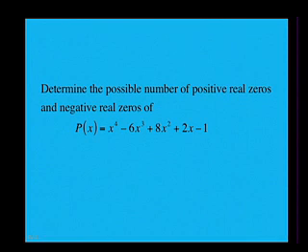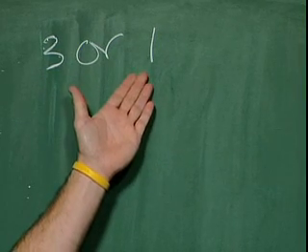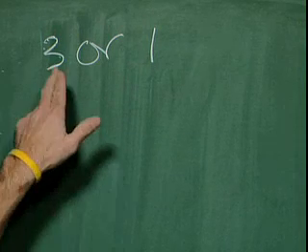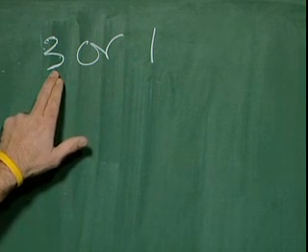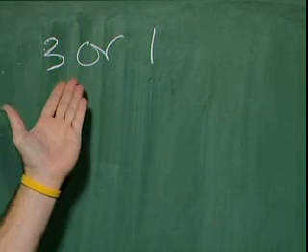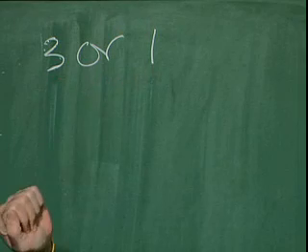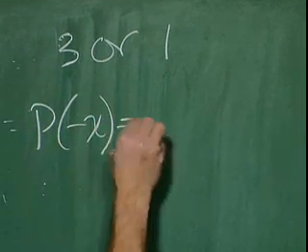What that tells us then is that we either have 3 or 1 real positive zero. Remember, because it's either equal to the number of sign changes or it's equal to an even number, in this case 2, less than that, so 1. Now, let's look at p of negative x.